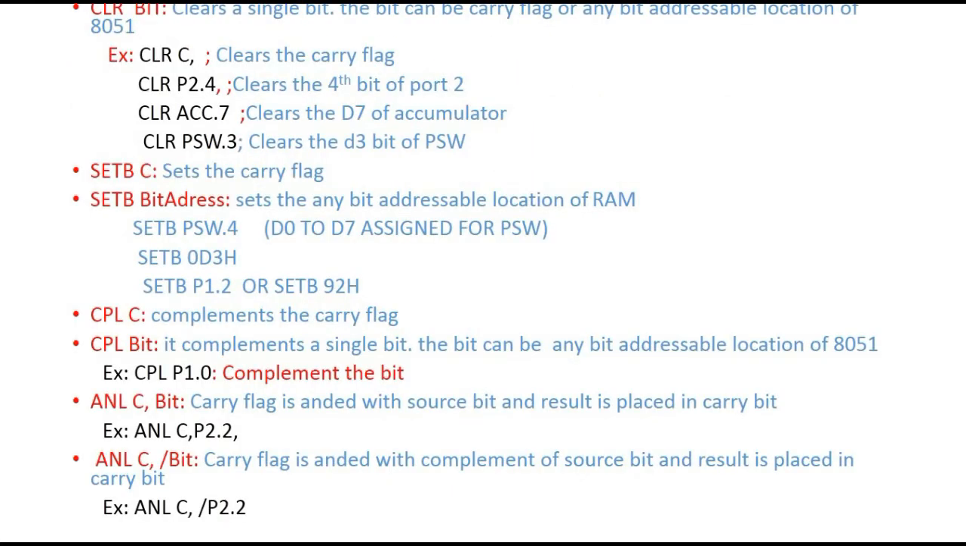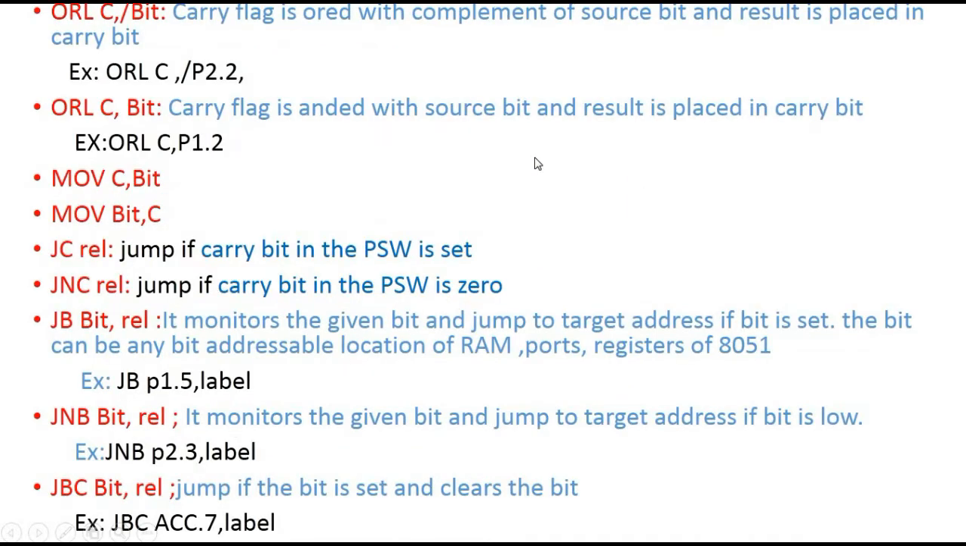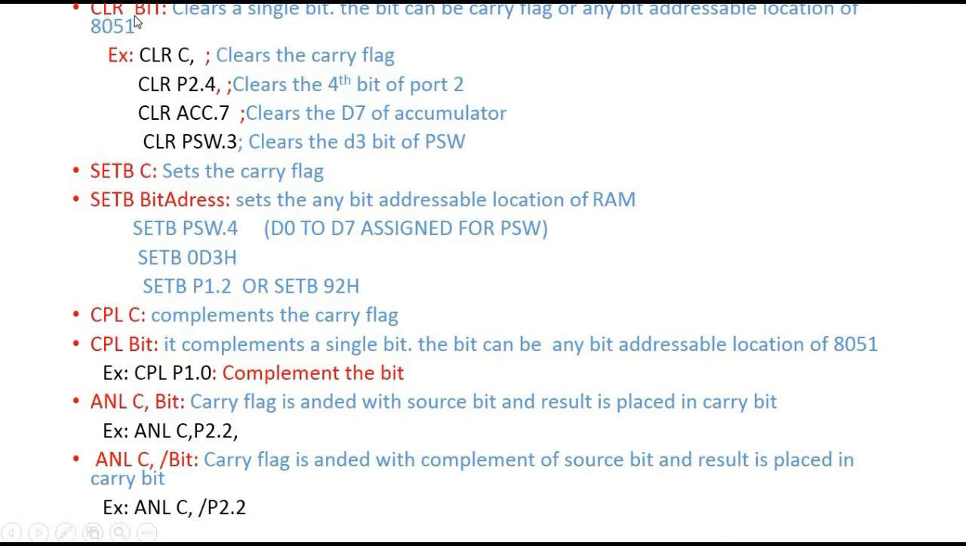Now first we'll see CLR bit. One of the best things about assembly language is that by looking at the instruction, we can tell what it does. CLR means clear bit. This bit can be the carry flag, a port bit, an accumulator bit, or a program status word bit, whichever bit addressable location is there.